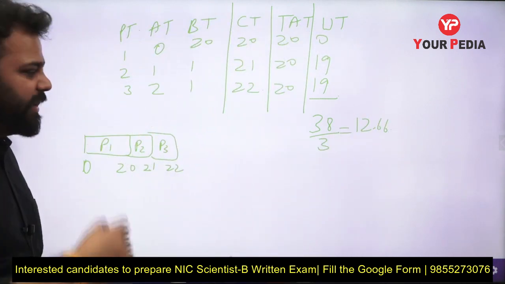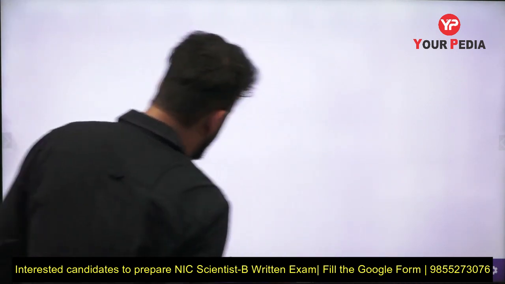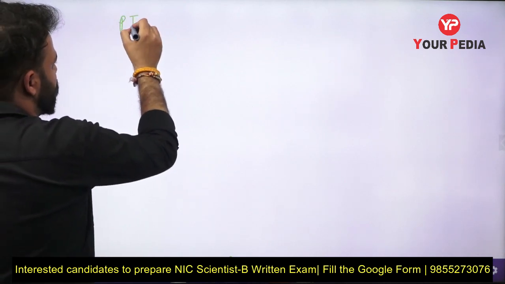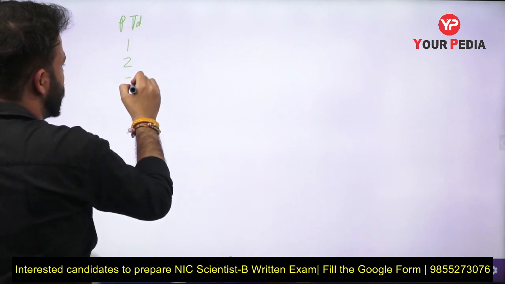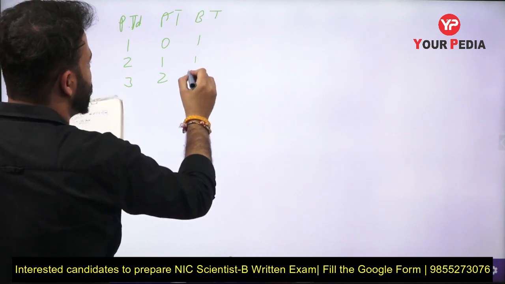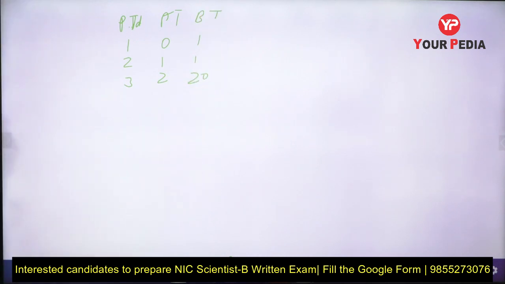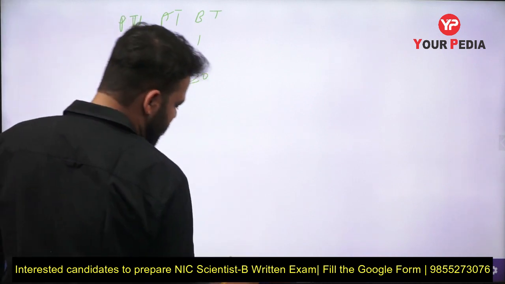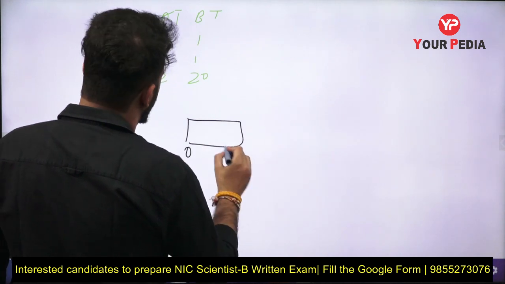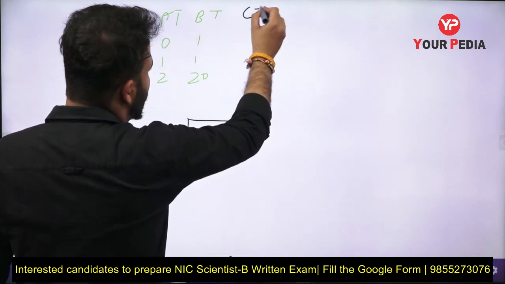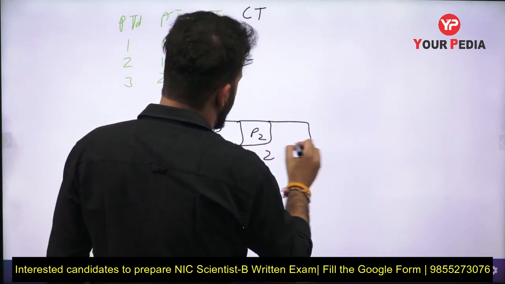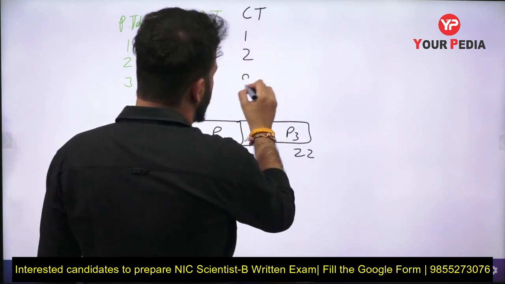Now if we do some little changes in this, the changes we are going to do are, process ID is 1, 2, 3, arrival times are same 0, 1, 2, but the order of burst times has been changed. So in this completion time will vary because we have changed the pattern. So at 0 P1 will come and will be completed at 1, P2 will be completed at 2, and P3 will come and be completed at 22.